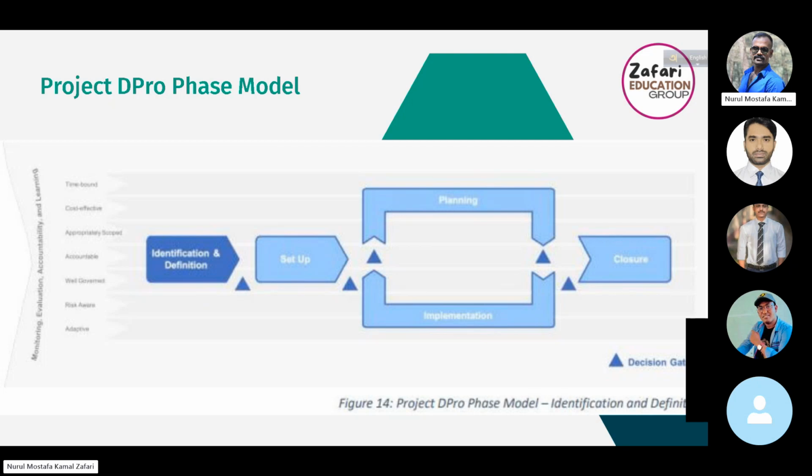Then the closure phase. So we see there are 5 phases in the Project DIPRO phase model. We shall share the Project DIPRO guide with you today so that you could read what the other phases are and how the Project DIPRO phase model works in a development and humanitarian scenario.